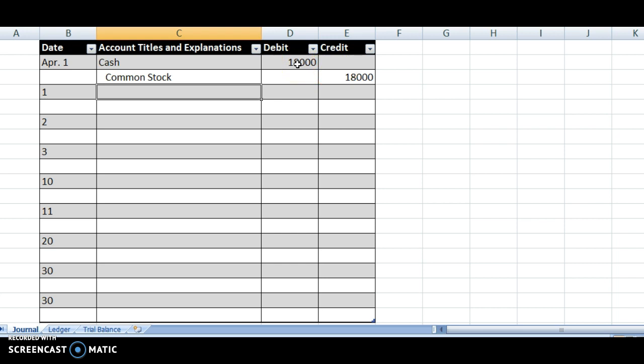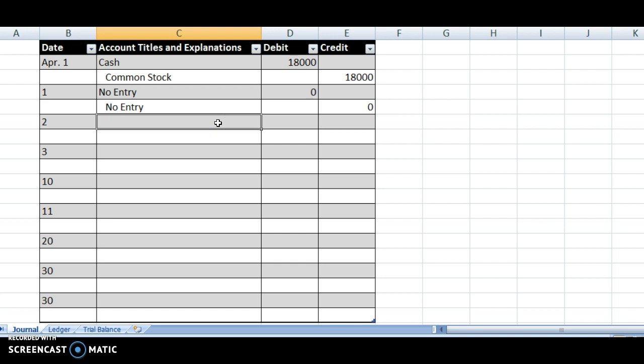And then also on April 1st, they hired a secretary/receptionist at a salary of $375 per week, payable monthly. Since this right now does not affect our assets, liabilities, or stockholders' equity, this is going to be a no entry. It will affect us at the end of the month, because we'll have to pay her, but it doesn't affect us right now, so it's a no entry.